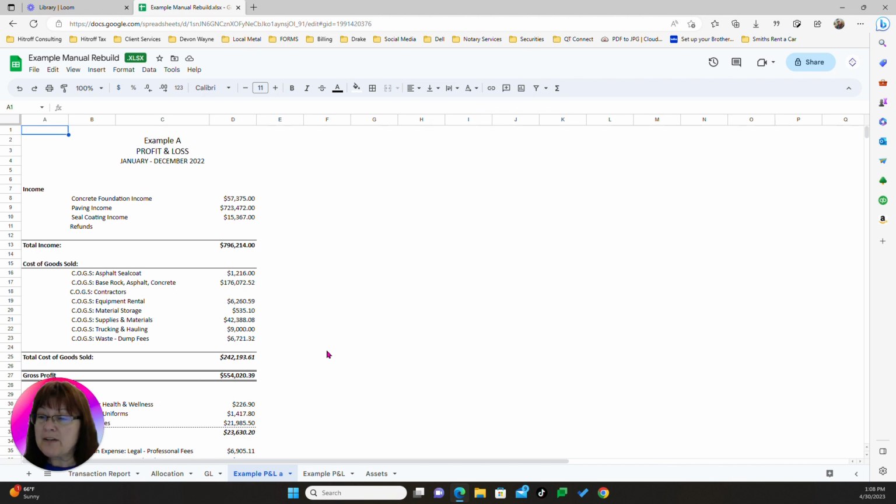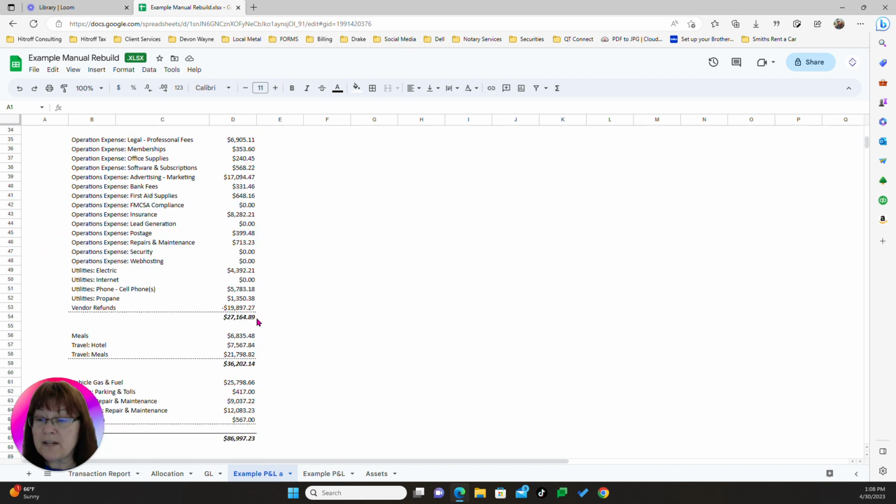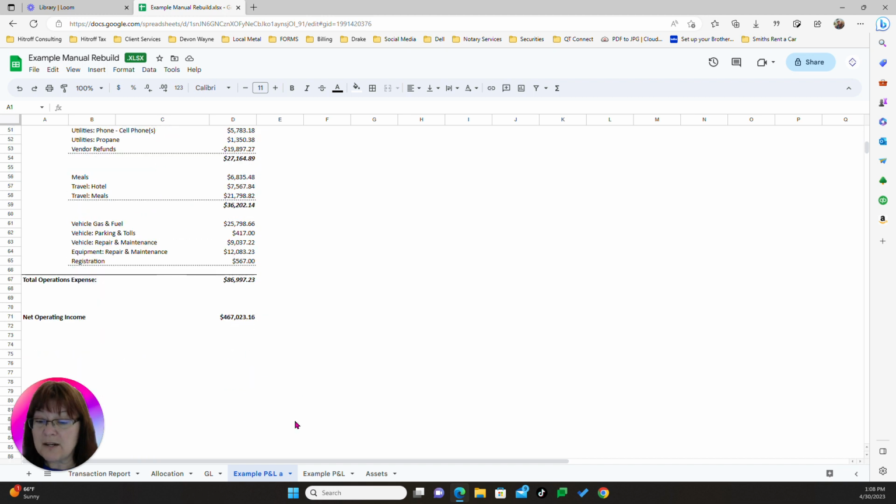This is an example profit and loss that we did from one of our local paving companies. After we imported all of their accounts and then allocated the transactions accordingly, this is the profit and loss for them at the end of the year.